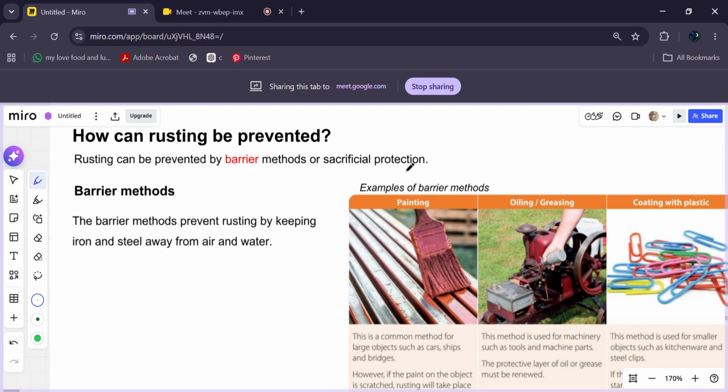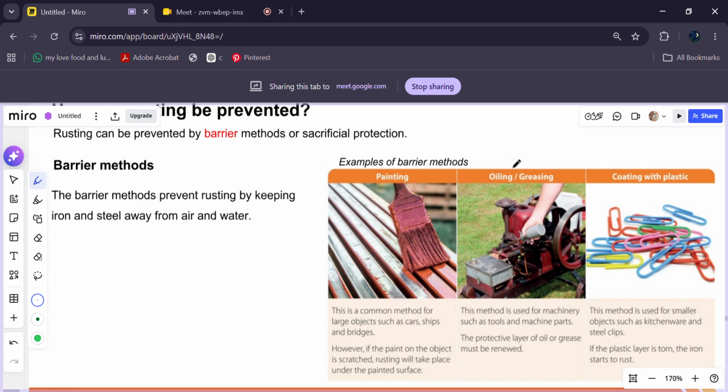So how can rusting be prevented? Here are different methods for preventing rusting, which should be memorized and noted down because they will ask you in your IGCSE exam.